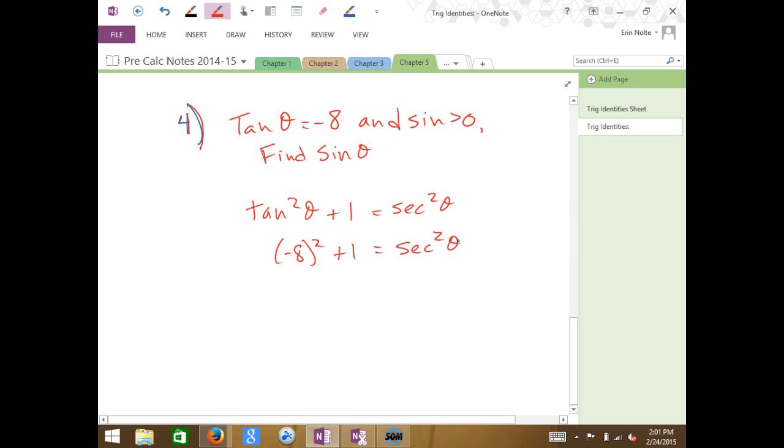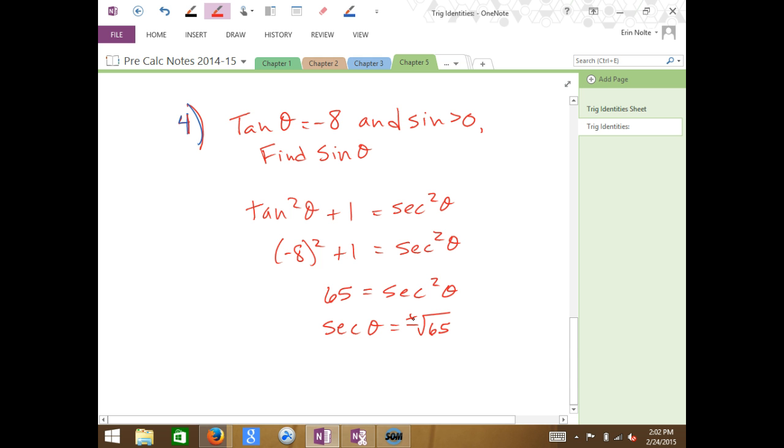Now I can simplify this. I have -8 squared, which is 64, and if I add 1, that makes 65. If I'm going to solve for just the secant, what would the secant be equal to? Is there anything I would need to add to that? You could say over 1, but you don't have to. But if I'm solving an equation and I take a square root, I need a plus or minus. Keep that in mind. That'll play into effect later.